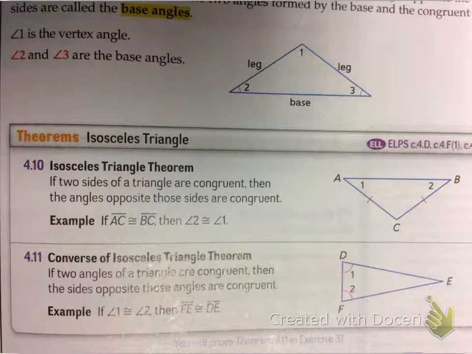All right. So using that idea, we have Theorems 4.10 and 4.11, the isosceles triangle theorem. If two sides of a triangle are congruent, then the angles opposite those sides are congruent. So they're reinforcing that. The converse of the isosceles triangle theorem: if two angles of a triangle are congruent, then the sides opposite are congruent. Which you already knew, but we got to just let you know.